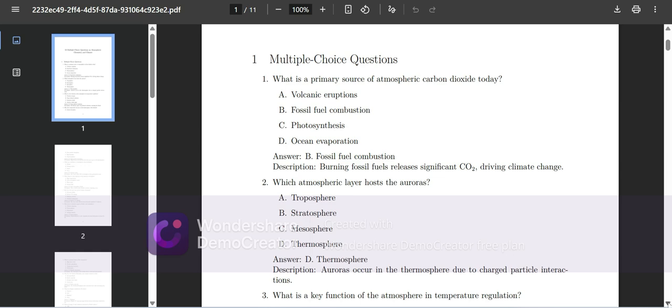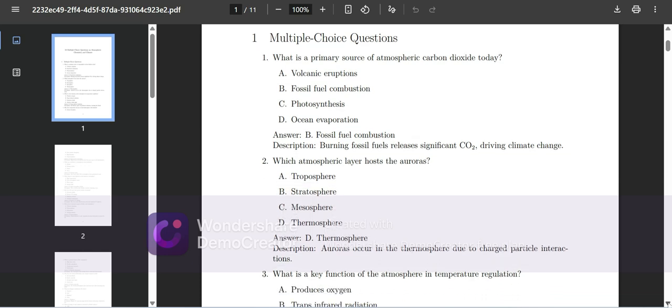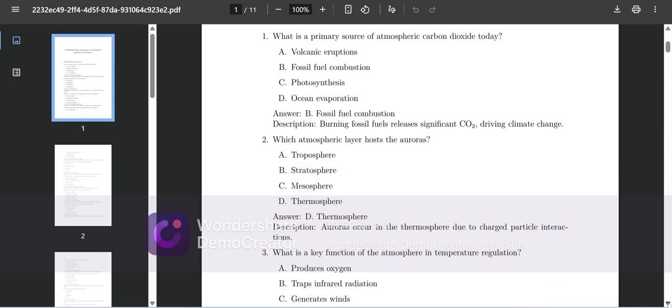What is a primary source of atmospheric carbon dioxide today? Fossil fuel combustion. Burning fossil fuels releases significant carbon dioxide, driving climate change. Which atmospheric layer hosts the auroras? Thermosphere. Auroras occur in the thermosphere due to charged particle interactions.